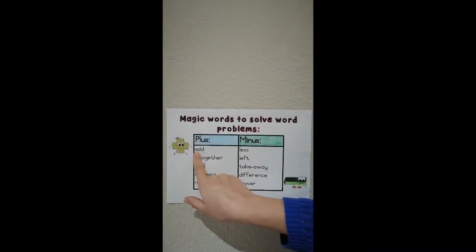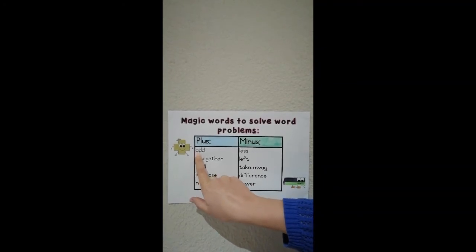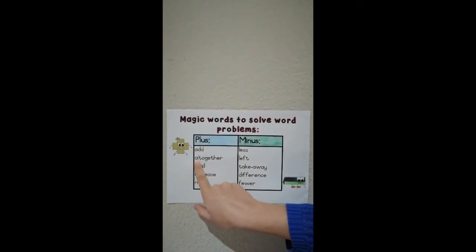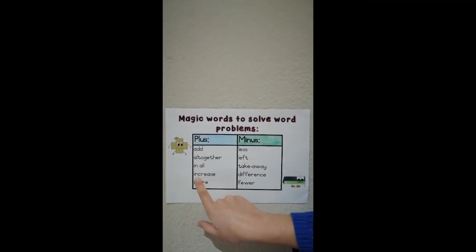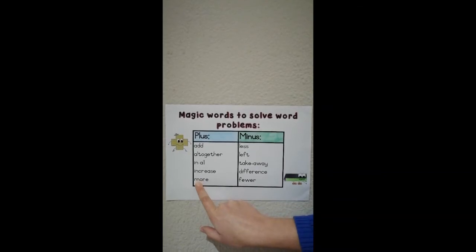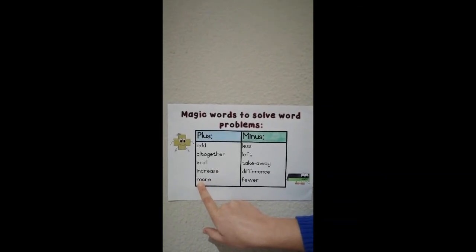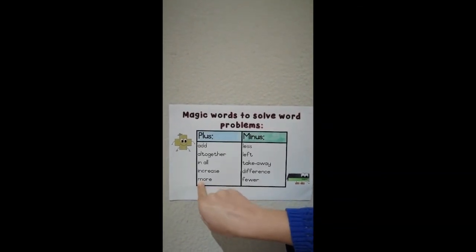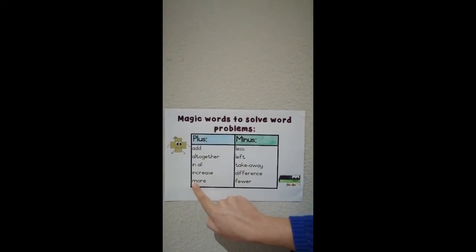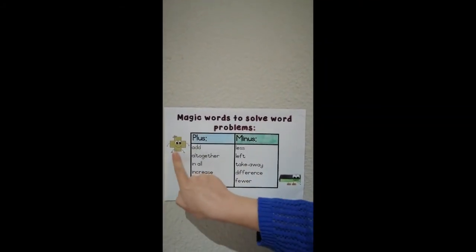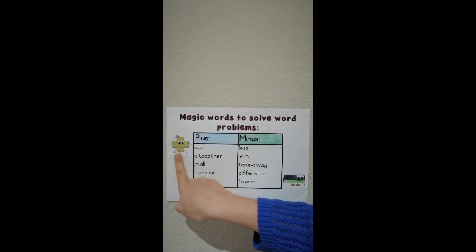The first one is add. The second one says all together. The third one says in all. The fourth one says increase. And the fifth word says more. So in the story, if you find one of these words, you will know that it is Gus the Plus who we need to ask for help.